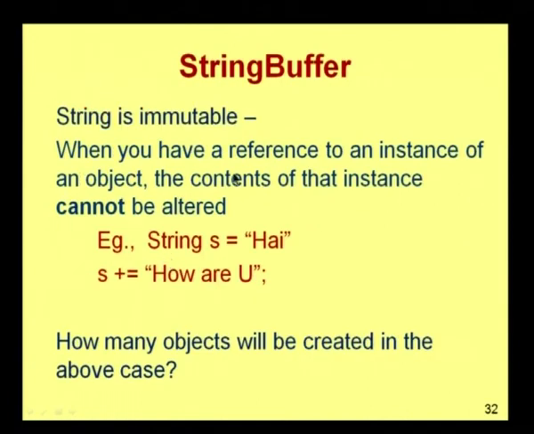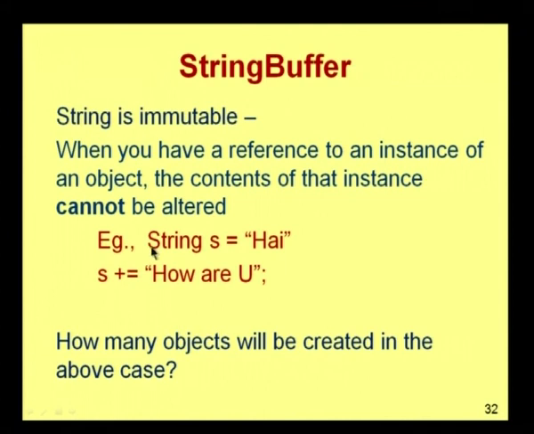Here you can say string is immutable. What is immutable? When you have a reference to an instance of an object, the contents of that instance cannot be altered. Whenever I have a reference to an object, the contents of the object cannot be altered, provided it is of type string. You can see here I have a string s equal to "hi" and I am trying to concatenate s with a new string "how are you". In this case, s could not be updated.